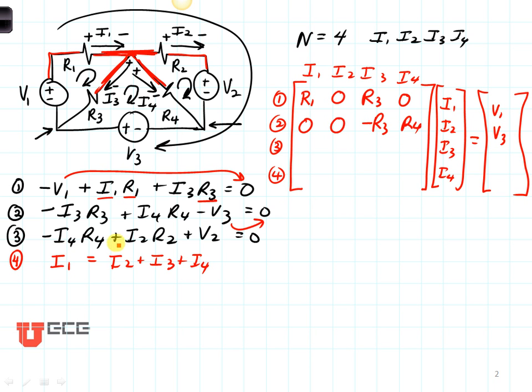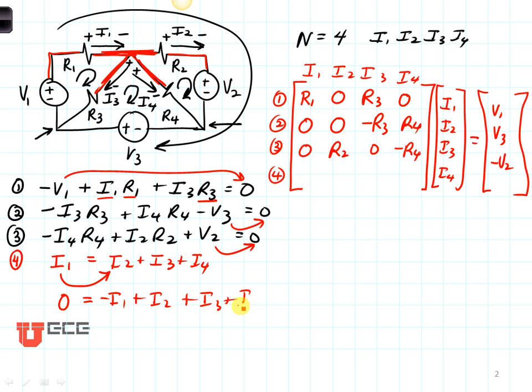Now let's do this equation. What's multiplied by I1, 0, I2, I3, and I4. And then my constant coming over to this side is a minus V2. Now let's do our last equation. I'm going to bring this over here, so I'll actually be programming minus I1 plus I2 plus I3 plus I4. So a minus 1 here, 1, 1, 1, and 0.